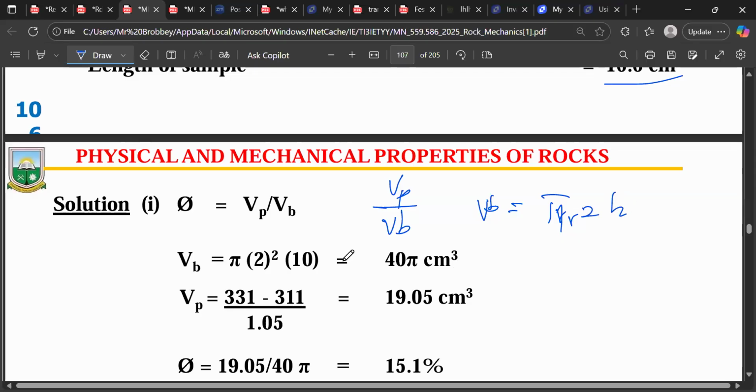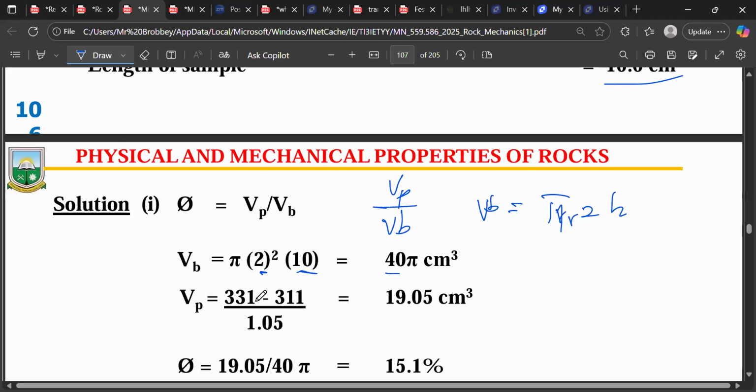Now you were given the diameter, so you want to break it down to use the r, or you can move on with the diameter formula. And then you were given the length of the specimen, which is 10 centimeters. So in all, when you compute, you're going to get 40 pi centimeter cube, right?